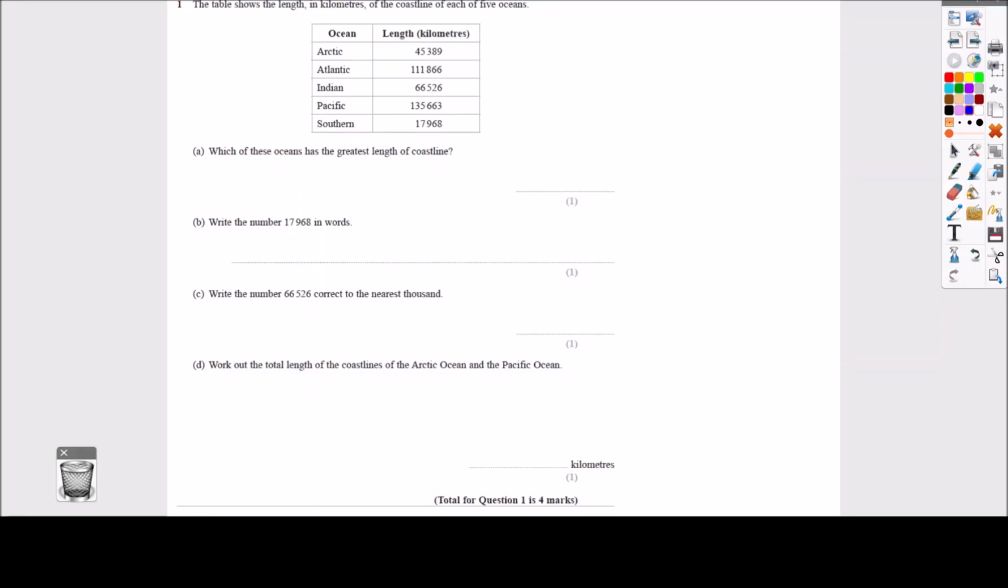Question 1. Which of these oceans has the greatest length of coastline? Well, the biggest number here is the 135,000 one, so the ocean is the Pacific.